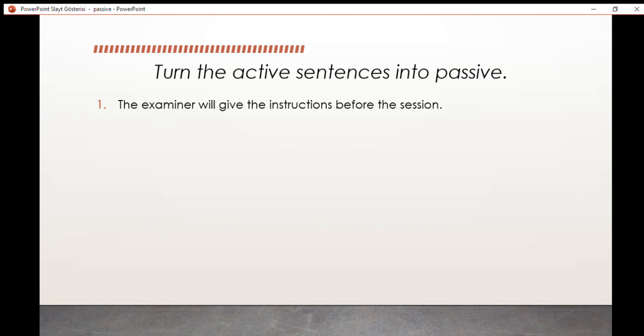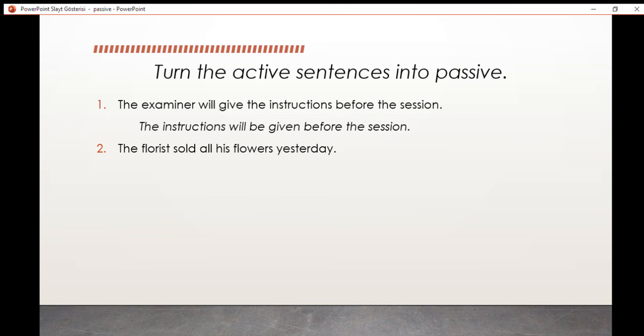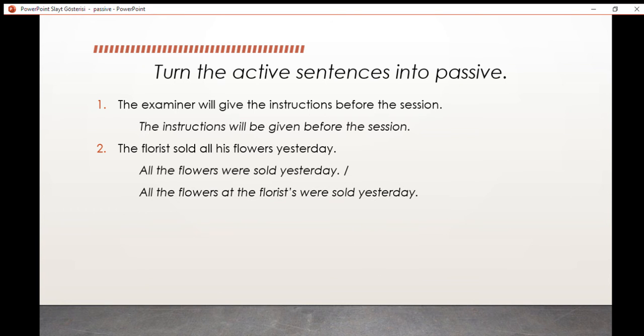Sentence 1. The examiner will give the instructions before the session. The instructions will be given before the session. The florist sold all his flowers yesterday. All the flowers were sold yesterday. Or, all the flowers at the florist's were sold yesterday.